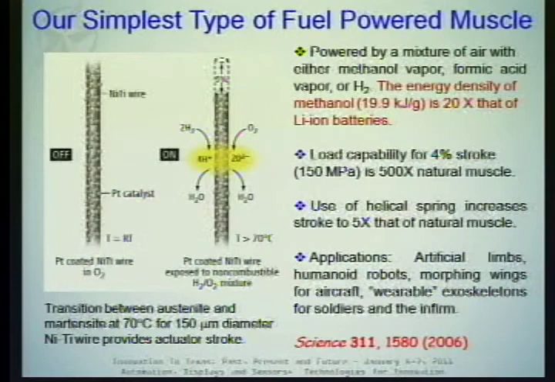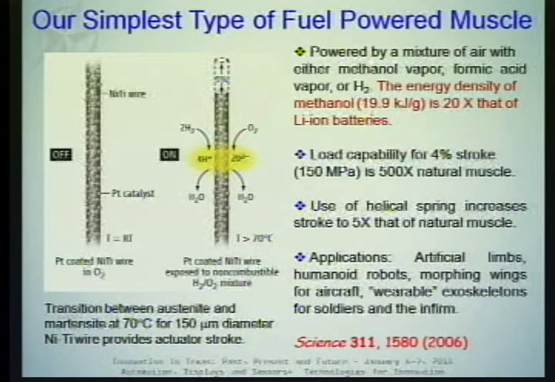We have two basic types of artificial muscles. One that's very scientifically exciting, and one that works well. And I prefer to talk here about the one that works well. All we do is we take nickel titanium shape memory wires, coat them with a catalyst, and how we bind this catalyst to shape memory wire is very important.